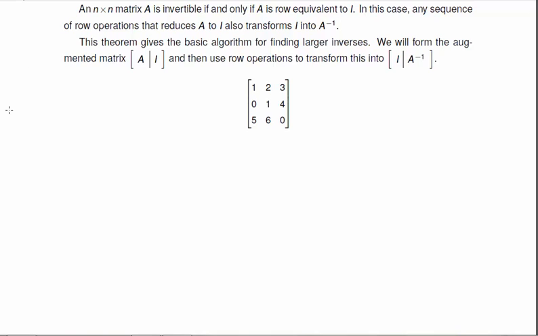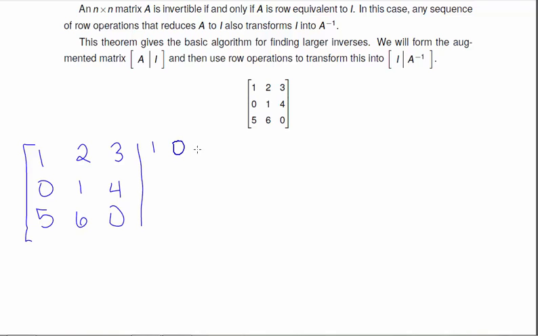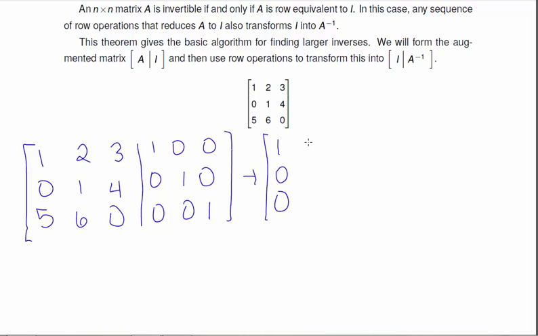So here, 1, 0, 5, 2, 1, 6, 3, 4, 0. On the right hand side, 1, 0, 0, 0, 1, 0, 0, 0, 1. The first thing we'll do is get a 0 in the first column.